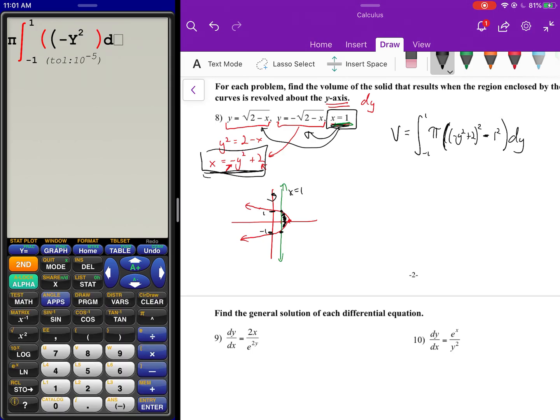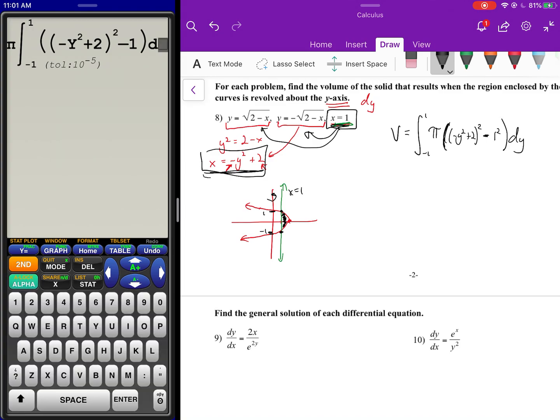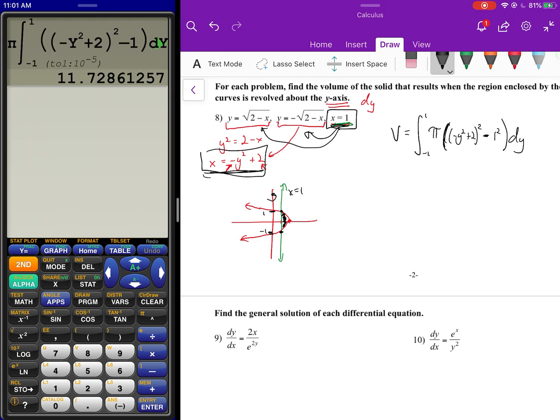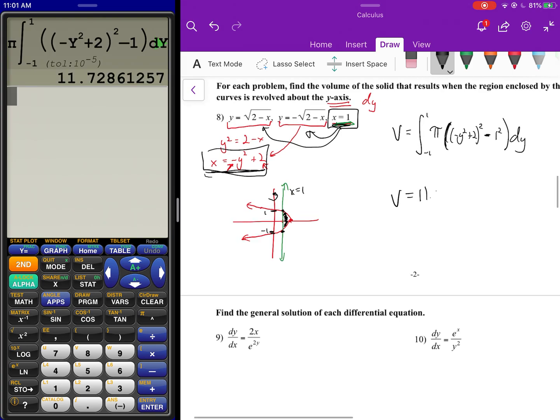So y squared plus 2, close parentheses, square that, and then we want to subtract 1 squared, which is just 1, so we don't need to put that. And then this is in terms of y, so again, you can hit alpha and find y on your calculator, but here it is for mine. You hit enter, and you get the volume of 11.729 units cubed. And there's the volume of that.